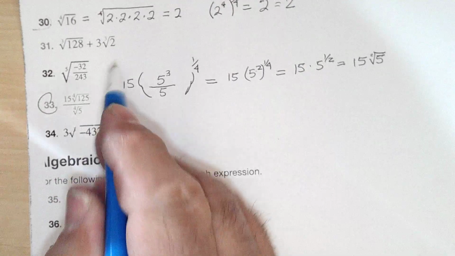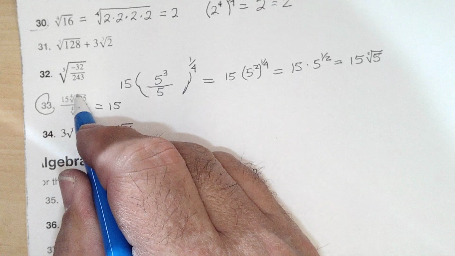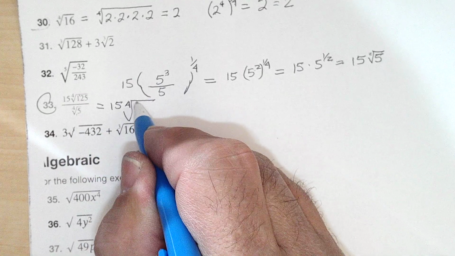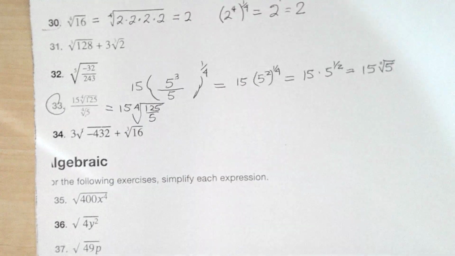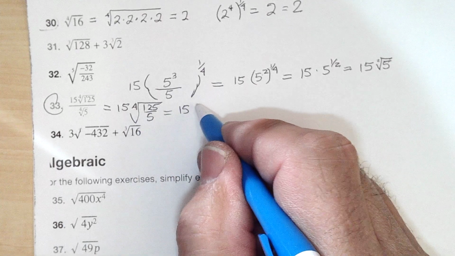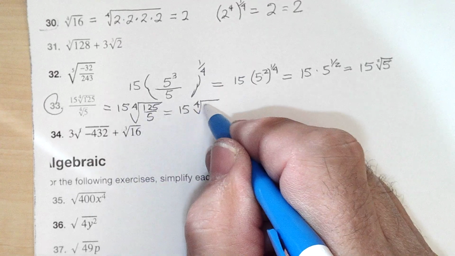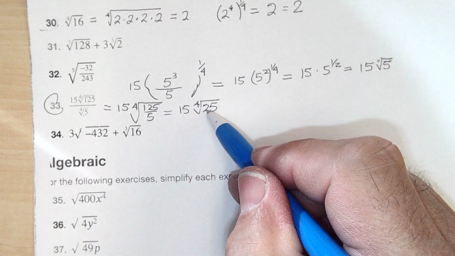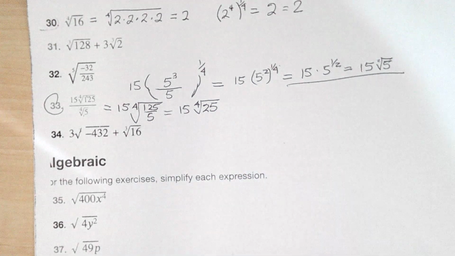Now you could have thought of it this way, 15. Both of these are under the fourth root, so you could have said, oh, I got 125 divided by 5. And so you've got 15 times the fourth root of 125 divided by 5, which is just 25. And then call the 25 5 squared to the 1/4 power, and then you would have ended up there anyway.